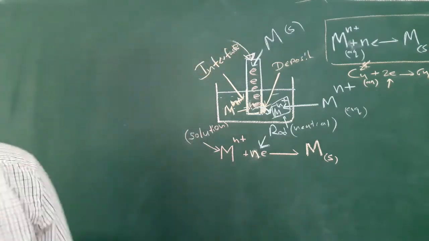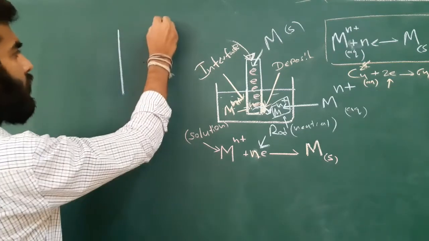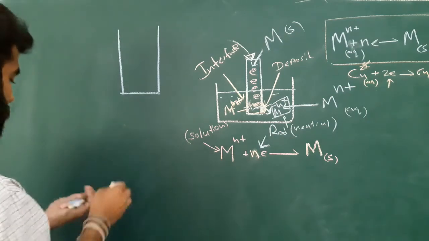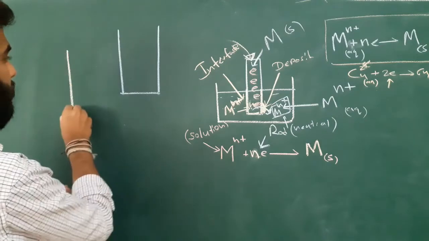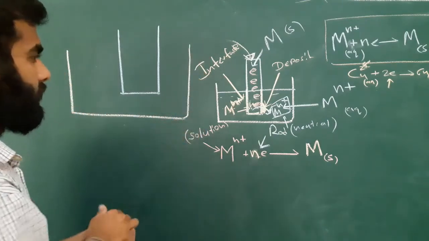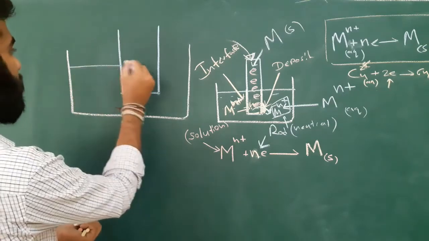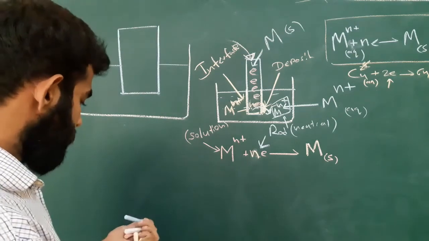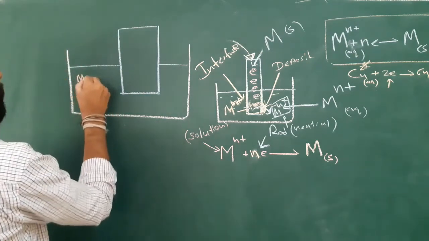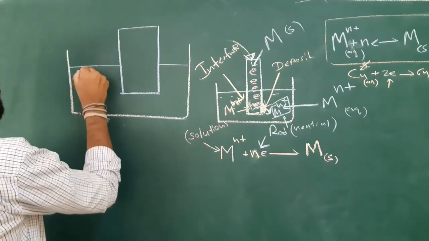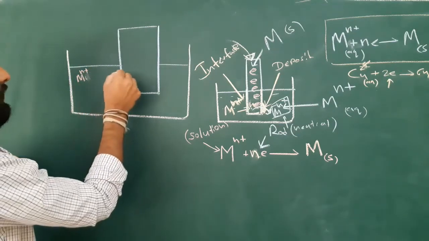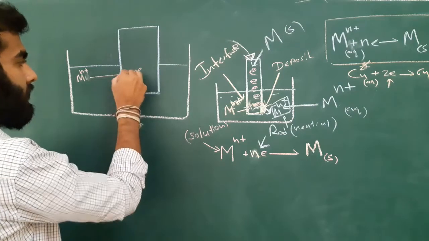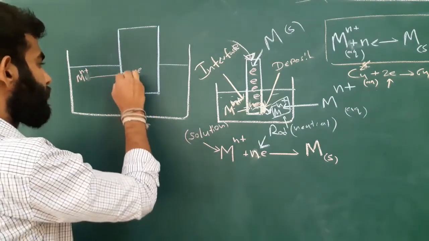The interface, this is your rod. This is the beaker. This is the solution. This is your rod. What will happen? In the first situation, Mn+ of this solution will get n number of electrons from this rod and it will deposit on the rod.